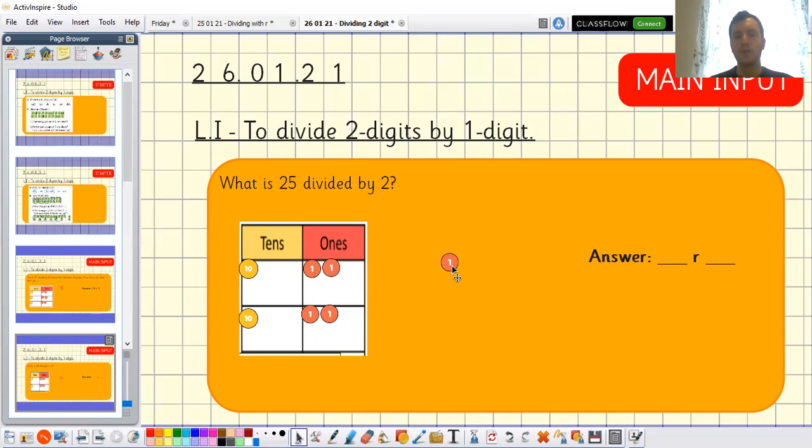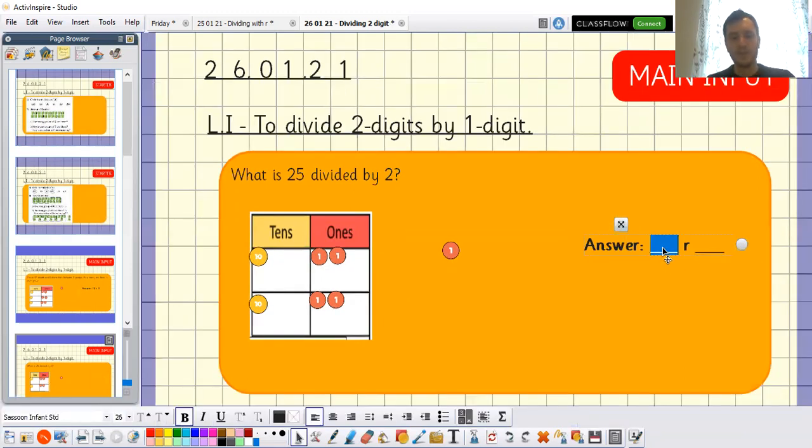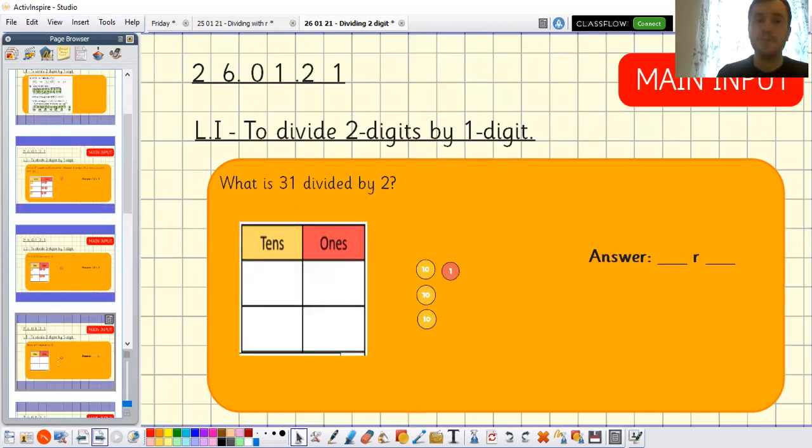So again, I've got to leave that one spare, which now gives me my answer. I have 1 10 and 2 ones, which gives me 12. And I have 1 left over, which gives me a remainder of 1. So same answer as last time. Our answer is 12, remainder 1. Again, well done if you managed to get that answer.